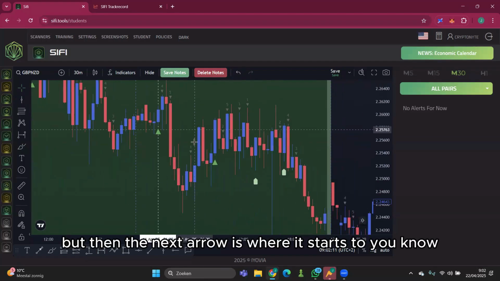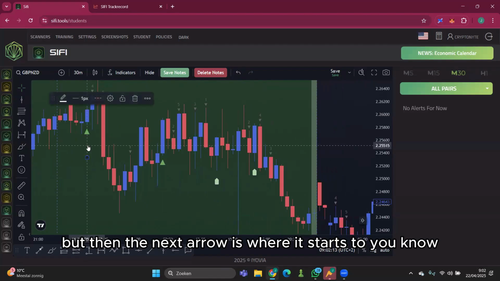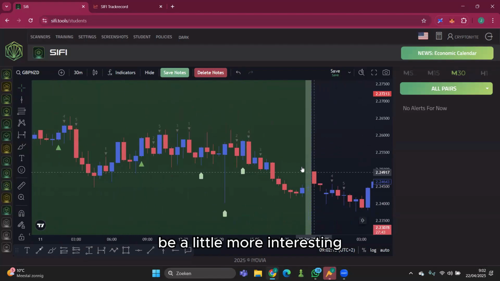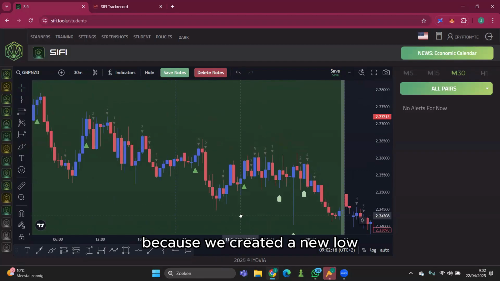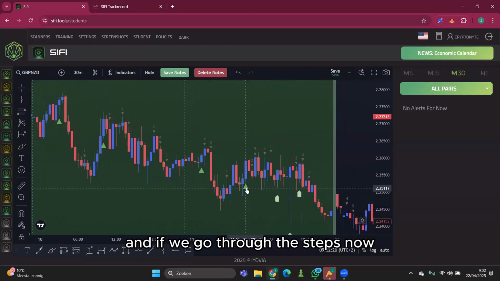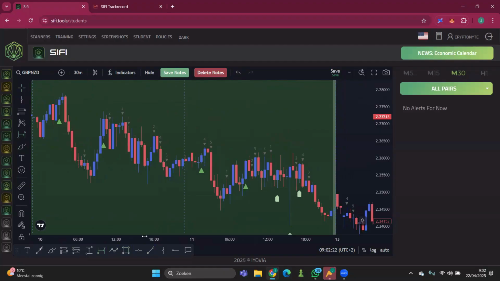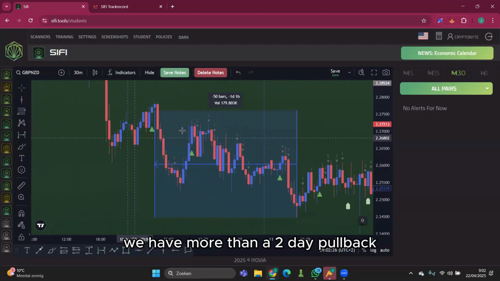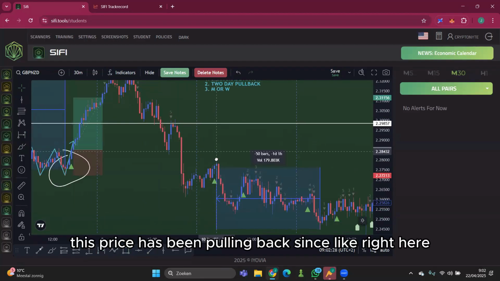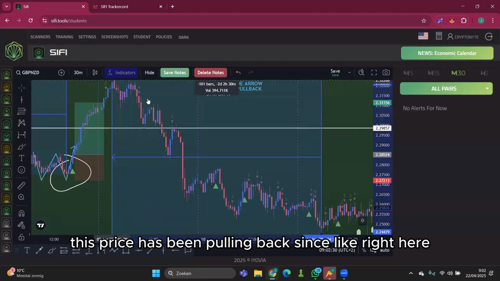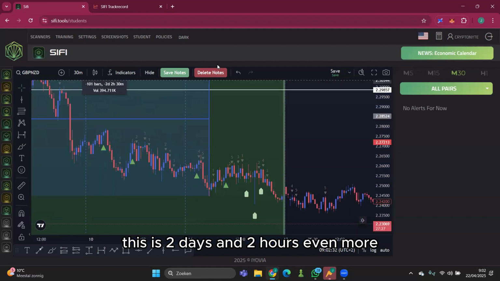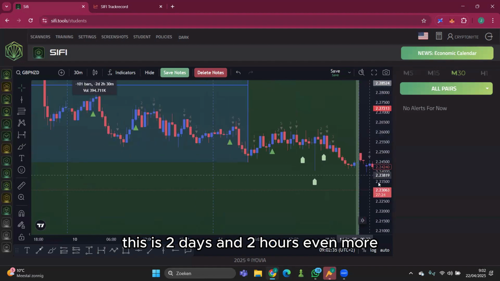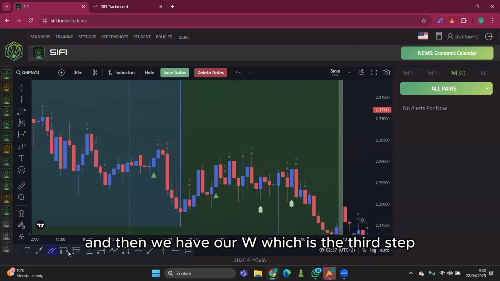But then the next arrow is where it starts to be a little more interesting because we created a new low. And if we go through the steps now, we have a dark shade arrow. We have more than a 2-day pullback, I believe. This price has been pulling back since like right here. This is 2 days and 2 hours, even more. And then we have our W, which is the third step.